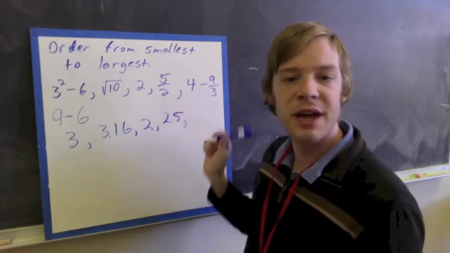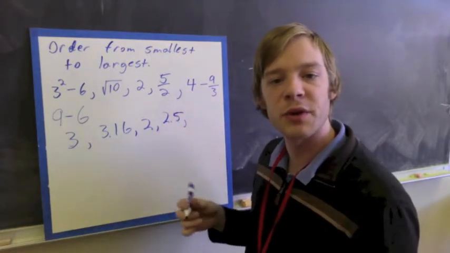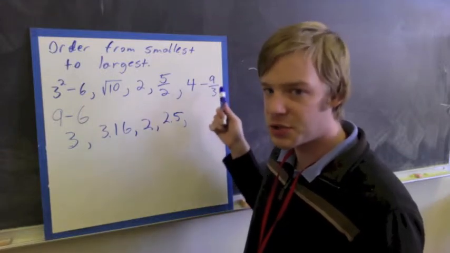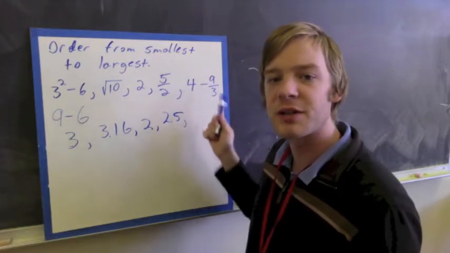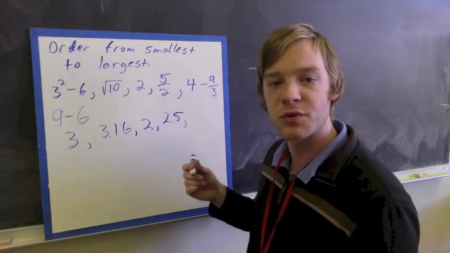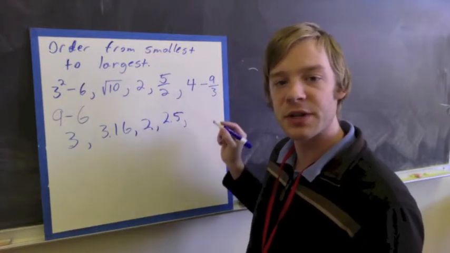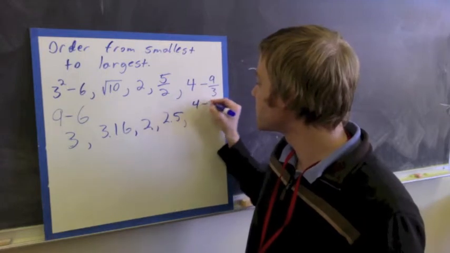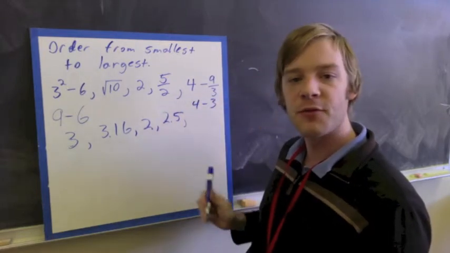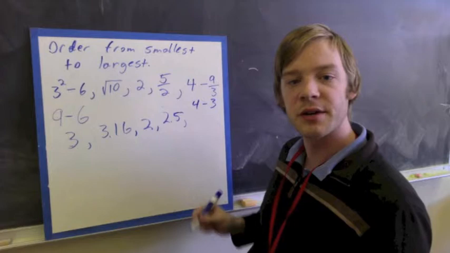And then lastly, we have right here 4 minus 9 over 3. Well, we know that division should come before subtraction, so we need to divide 9 by 3 for starters. Well, 9 divided by 3 will give me 3, so I'm going to have 4 minus 3. And then 4 minus 3 is going to give me 1.